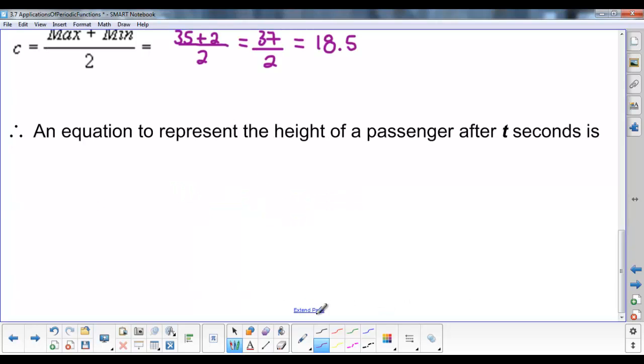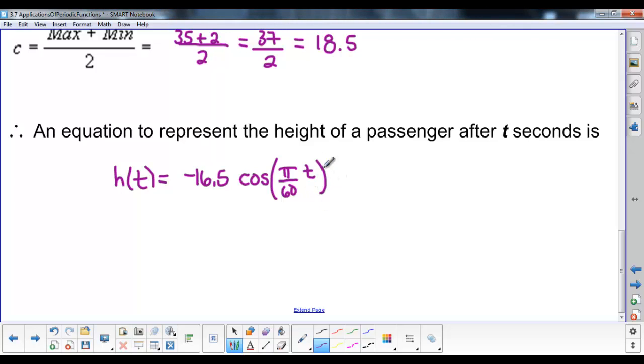So we're just going to put it all together. So an equation to represent the height of a passenger. Our function h of t is given to us as A, so negative 16.5 cos. So next comes our k value. Our k value was pi by 60, and then our variable t. We didn't have to worry about any phase shift, so nothing else inside this bracket. And then our midline, we shifted our function up 18.5 meters. So this is the function that we're going to use to answer a few follow-up questions.